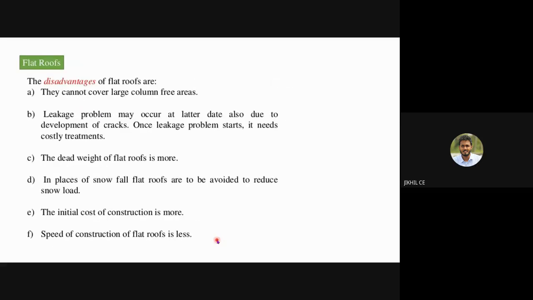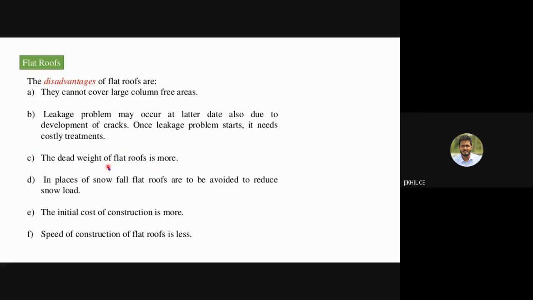There are some disadvantages for flat roofs. They cannot cover large column-free areas. Shells can cover large column-free areas, but flat roofs have some limitations. The leakage problem may occur at a later date also, due to the development of cracks. Crack formation is a problem, and once the leakage problem starts, it needs costly treatments.